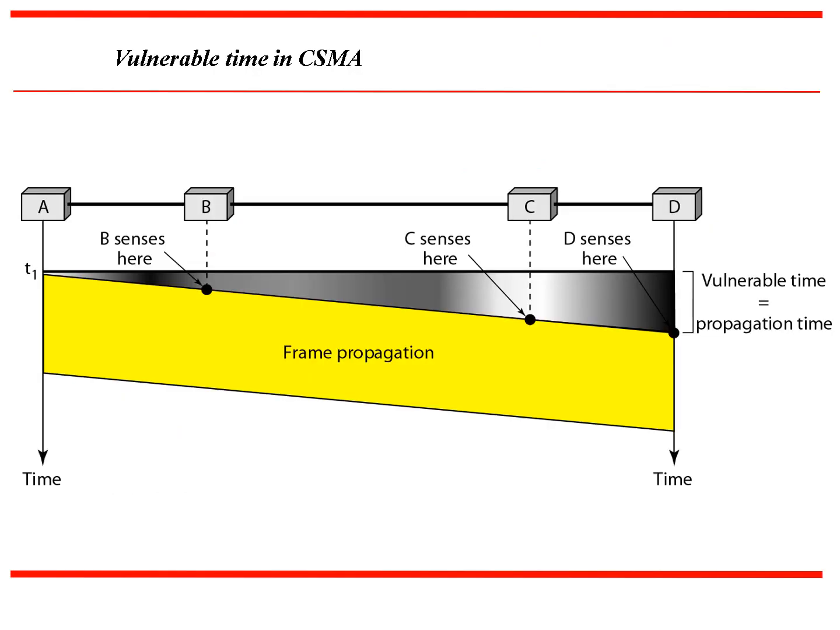So, what is the propagation delay? We can assume that station A, station B, station C and station D are included in this figure. Station A is transmitting some frame. The transmission is started at time t1, but the frame reaches the destination D only after a particular time period. This is known as the propagation time.